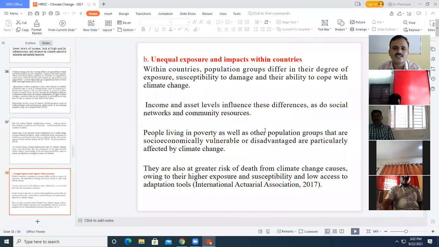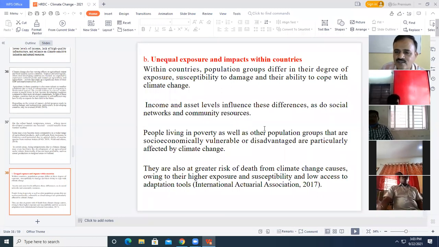That is related to across the countries, and the same also holds good within the countries. Within the Indian context, all the regions within India are not equally exposed to climatic conditions or climate change. So unequal exposure within the country has also been observed. Again, within the country, the population groups differ in their degree of exposure, susceptibility to damage, and their ability to cope with this climate change. That's why the weaker sections, the poor people, the vulnerable population, are found to have unequal exposure.